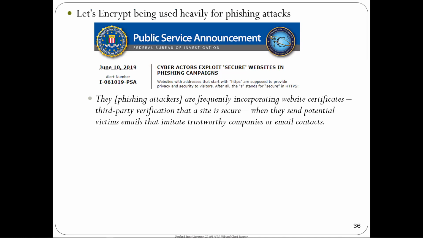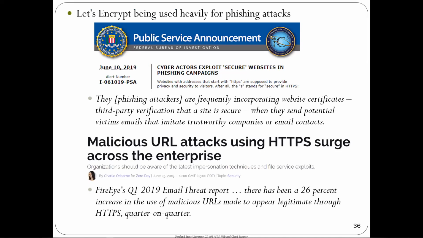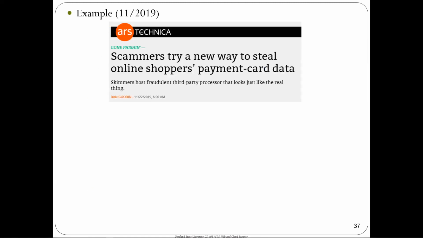And so this is where this statistic came from. Basically, in 2019, there was a 26% increase in the use of malicious URLs that are being made to appear legitimate because everyone knows that HTTPS is secure. And so basically, this is an example. This is one of the better examples. And it's easy to fall for these things. I'm in security, but I'm looking at this thing and I'm like, oh, isn't that kind of legit? I mean, they're getting close.